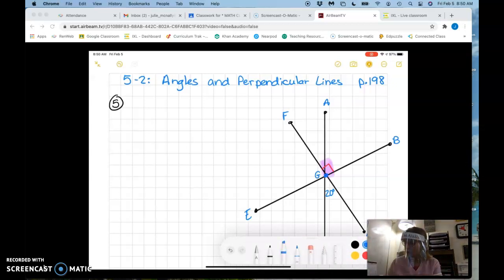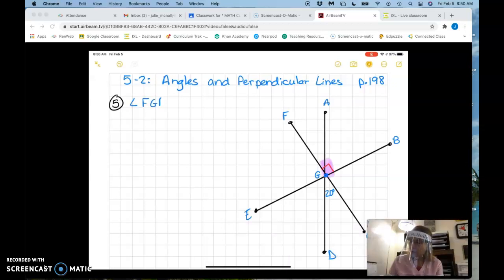So to name those right angles, we're going to do angle FGB, that's the first one. Then also angle FGE is the right angle. And notice that I'm putting the vertex of each angle in the middle. The vertex has to be in the middle. EGC is a right angle, and BGC is a right angle.